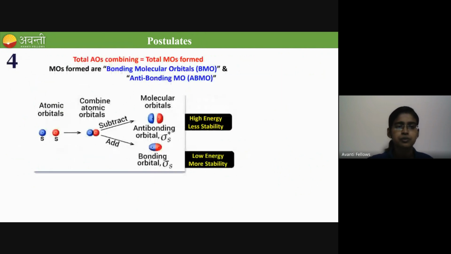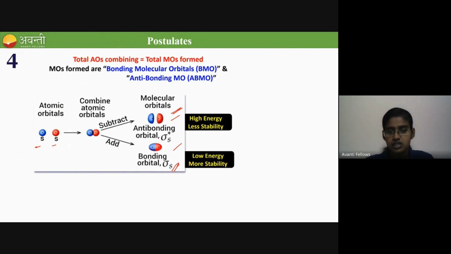Coming to the fourth postulate, total atomic orbitals combining is equal to the total molecular orbitals formed. If two atomic orbitals are combine, two molecular orbitals will form. Here you see two s orbitals are combining, and here two molecular orbitals are being formed. So the molecular orbitals formed are called the bonding molecular orbital and the anti-bonding molecular orbital. The one which is lower in energy than the atomic orbital energy level is called the bonding orbital. And the one which is higher in energy than the atomic orbital is called the anti-bonding molecular orbital.